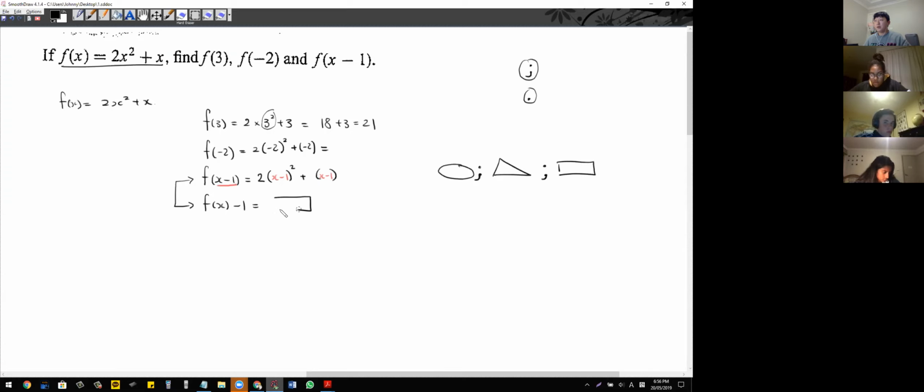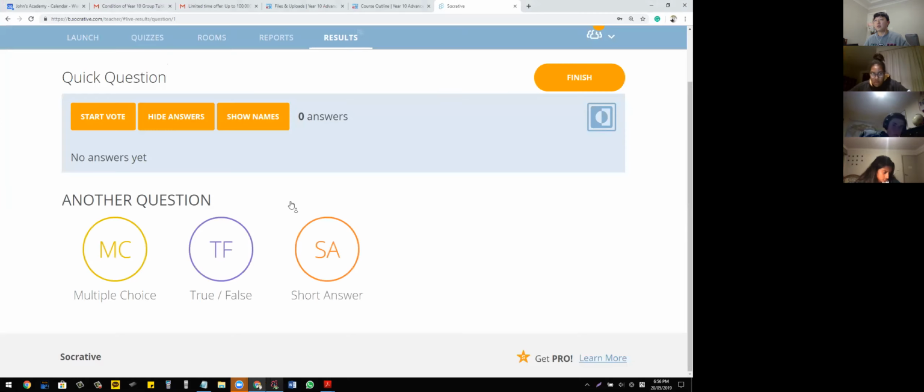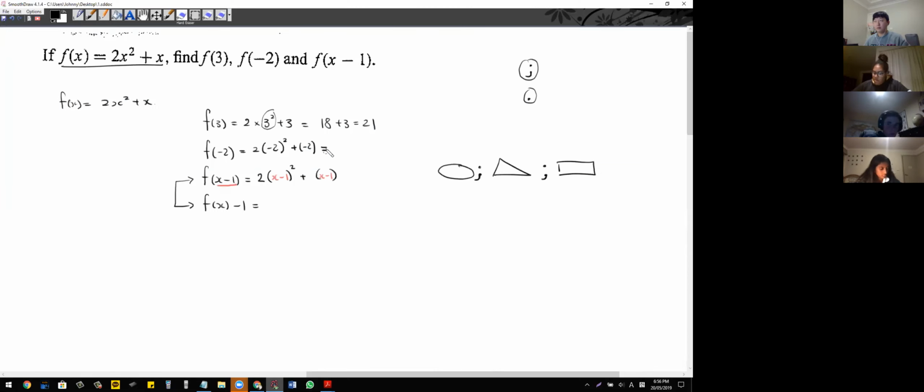Now, as for the last one here, I'm not sure if anyone submitted the answer, so we'll just do it here. Don't worry about the Socrative. So this is f of x minus 1. This is f of x, and you see how the -1 is outside of the f of x. So all you have to do is write 2x squared plus x, that's this whole thing, f of x, and there's -1. Just put -1 at the end. Simple as that. But there's a huge difference between this and this.